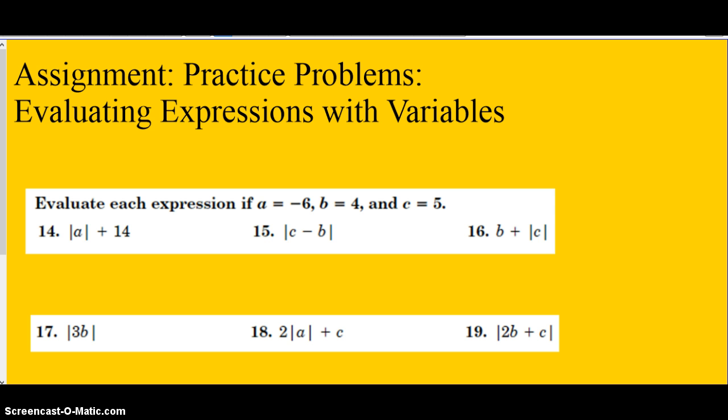Just really quickly, I want to review number 18. When you've got 2 with the absolute value of A, that means 2 times the absolute value of A. On number 17, it says the absolute value of 3B. That means the absolute value of 3 times B. When you've got a number and a variable right next to it, it means to multiply. So number 19 here would be read as the absolute value of 2 times B plus C.